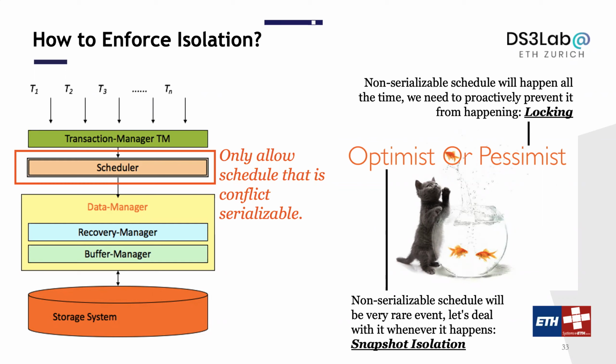Depending on your view of your workload, and also depending on your actual workload, there's a very interesting trade-off about which one to pick. In this course, we are going to talk about both. Today we are going to talk about how to enforce isolation, like how to enforce conflict serializability, using locking. And on Friday, we are going to talk about how to enforce isolation by something called snapshot isolation, by taking an optimistic point of view.